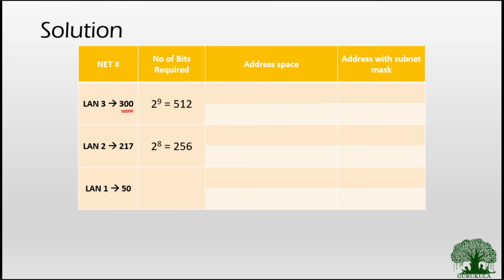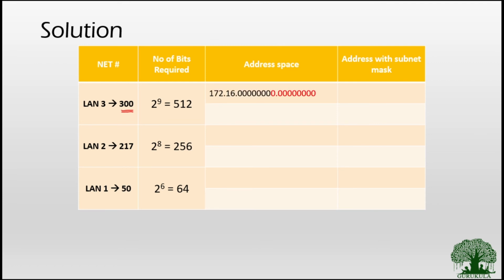So if that is the case, what will be the number of bits required for the second LAN? You will have 2 power 8. So that gives you 256. And for 50, you will have 2 power 6, that is 64 IP addresses in one block. So now what is the next step? You will have to find out the first address and then the last address by keeping the network bits constant.